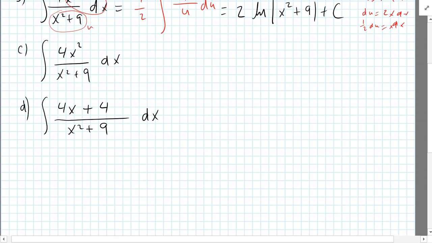So for D, can we break D apart? Can we take that fraction and break it apart? Been trying to get y'all to do this all year. So you're going to take the first part, and you're going to divide it by the denominator.